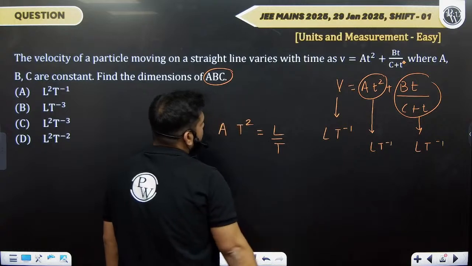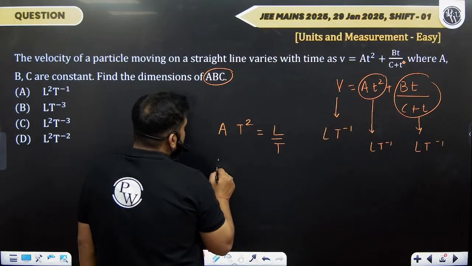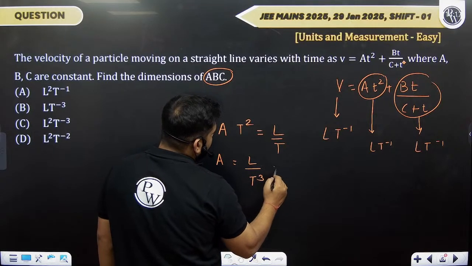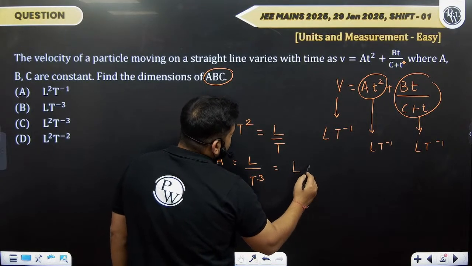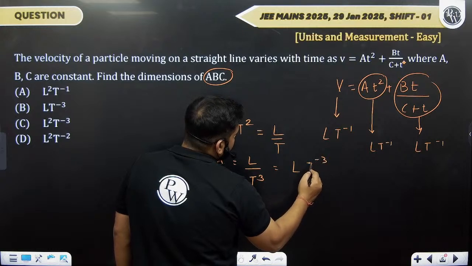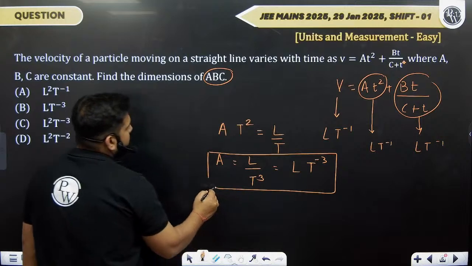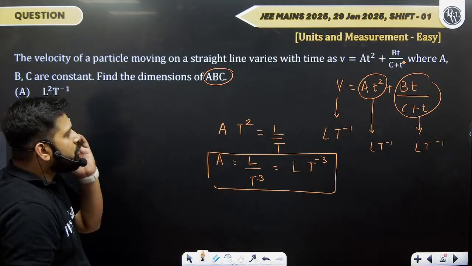This whole dimension will be this. That means A will have a dimension of L by T to the power 3, or I can write L T to the power minus 3. So we have got the dimension of A. A's dimension is sorted. What about B and C?